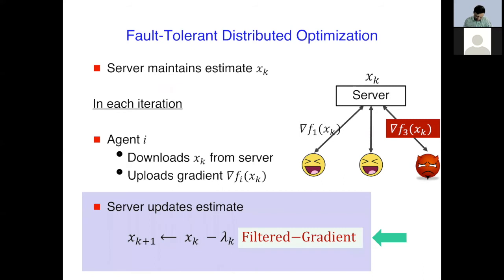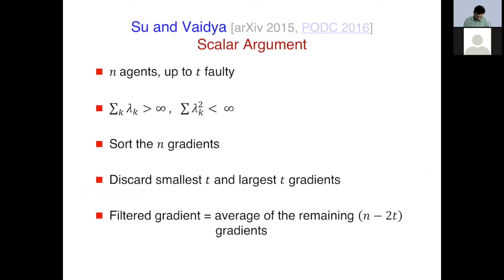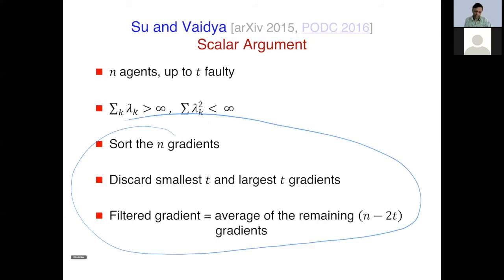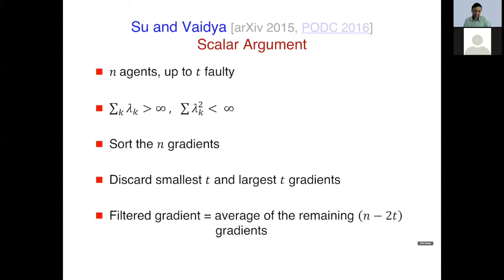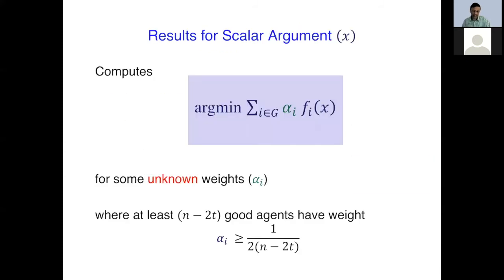We take this step as usual, except that the gradient we're using here is not the summation of the gradients of all the agents, but the filtered gradient, which is obtained this way, where the server collects the n gradients and throws out the smallest t values and the largest t values. This is for the case where the argument is a scalar, and therefore the gradient is a scalar. And the filtered gradient is simply the average of the remaining n minus 2t gradients. That's the algorithm I'm talking about. And this is what this algorithm achieves.